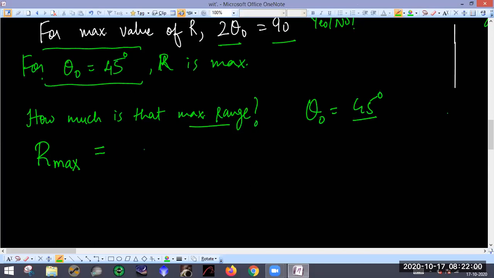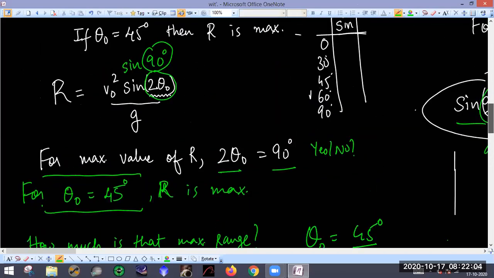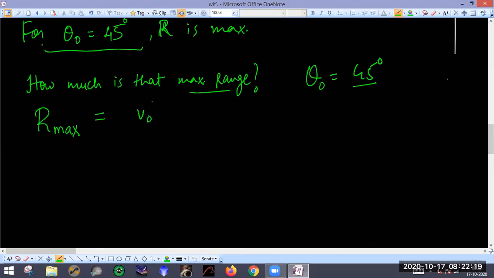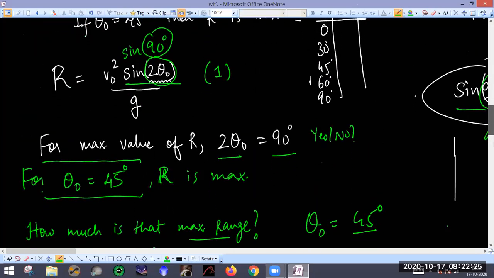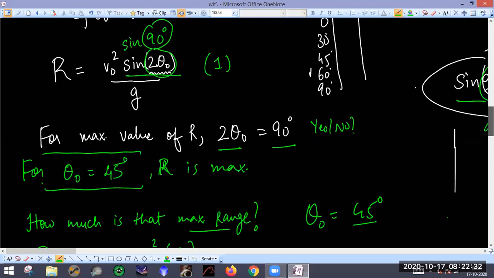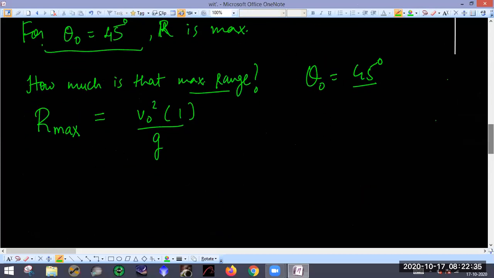So this is clearly equal to, if we just go back and use this formula, here where we write sin 90 we put 1. I'm sure all of you realize we'll just put 1 over there. So we will get R max equal to V0 square into 1 by g. I'm sure you understood that because sine 90 degrees is 1. So I've just put 1 instead of sine 90 degrees, and we have got R max. So the R max formula is V0 square by g.